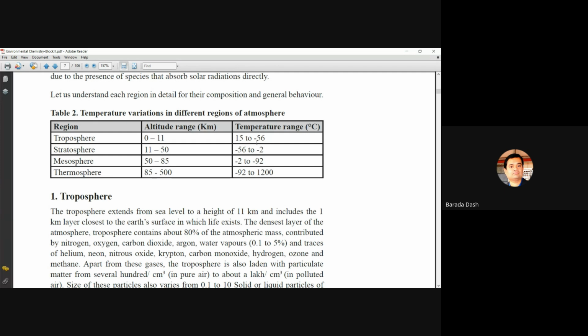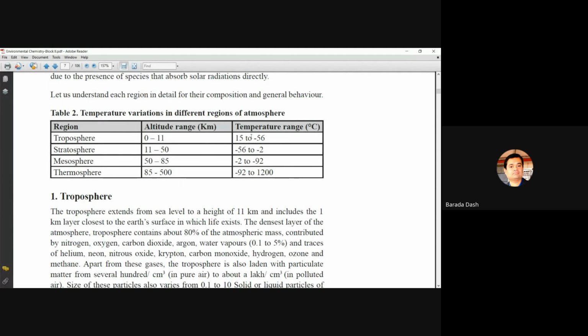So the temperature of the troposphere is between 15 degrees at ground level to minus 56 degrees in the upper atmosphere, where the aeroplanes pass. That is the upper atmosphere of the troposphere, where the temperature is minus 56 degrees.